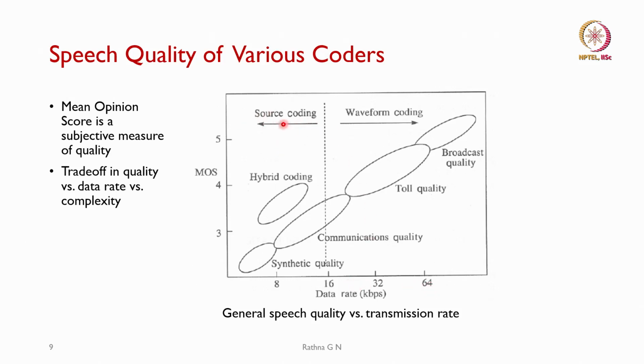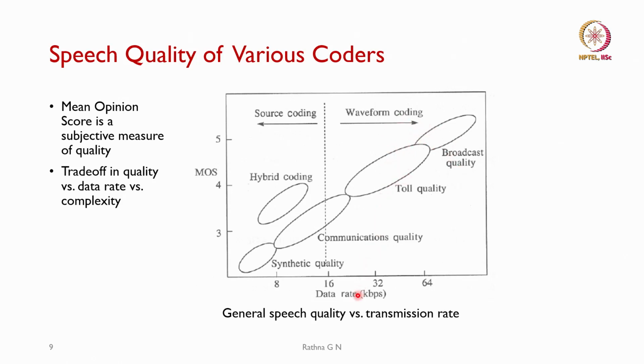And then source coding is on this side of the line, and the waveform coding goes beyond 16 kilobit per second. You will see that synthetic quality is at the bottom, and then communication quality spans between the two of them, and the toll quality and broadcast quality, as we have seen in the previous slide also, are going into the waveform coding.